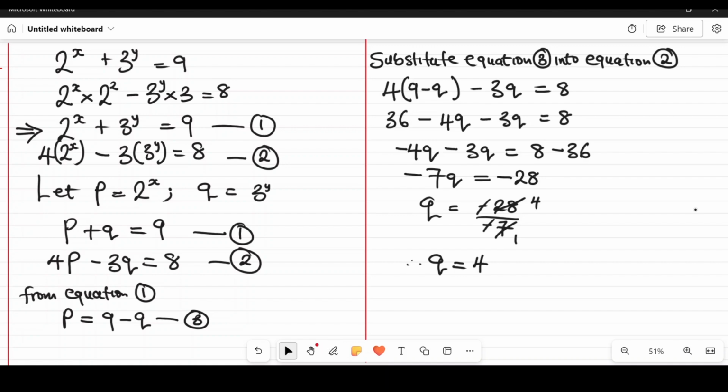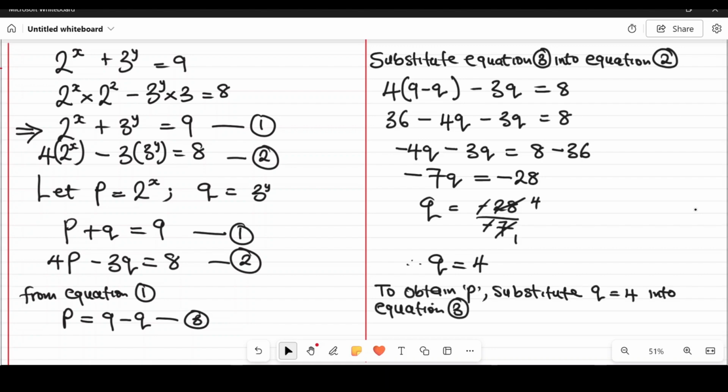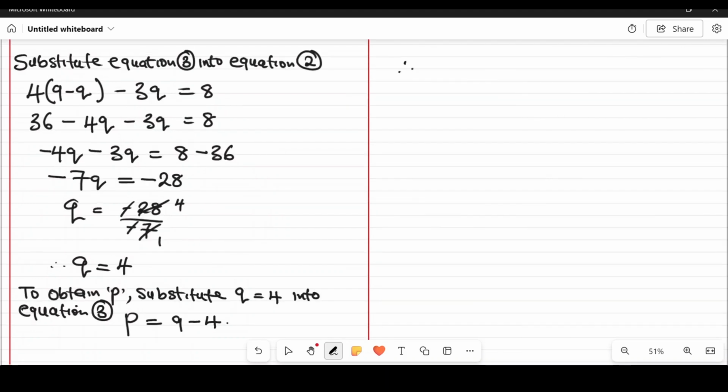Now we have obtained the value of q equal to 4. It's now for us to obtain the value of p. We can obtain the value of p using either equation 1, equation 2, or equation 3, but I'm going to use equation 3. Hence, to obtain p, I will substitute the value of q equal to 4 into equation 3, and I will have that p will be equal to 9 minus 4. Therefore, p is equal to 5.